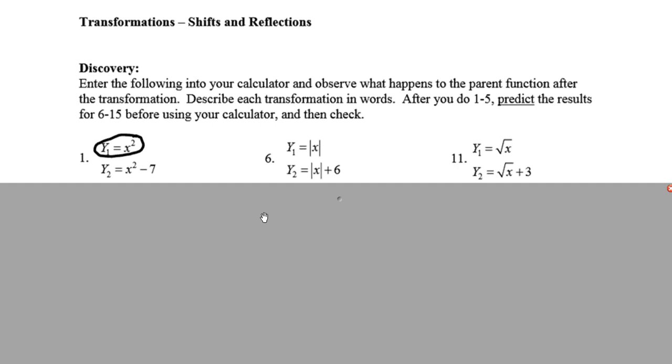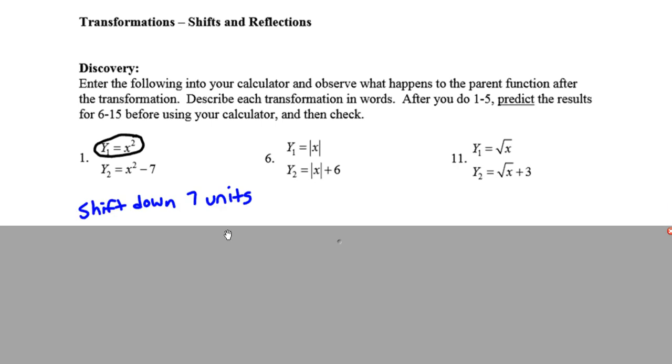Okay, so back to our notes. We're going to make a note of that. We're going to write shift down 7 units. Okay? And I want you to proceed with the rest of column 1 on your own. I want you to pause the recording right now, and I want you to work out 2, 3, 4, and 5 on your own, and then play the recording to check your answers. Okay? Pause.